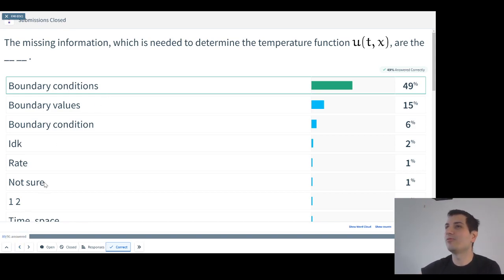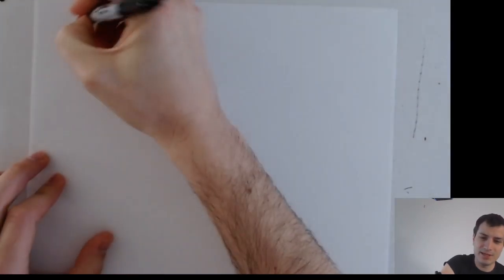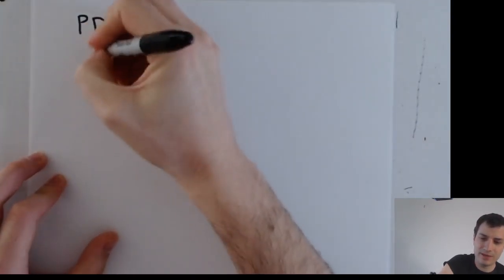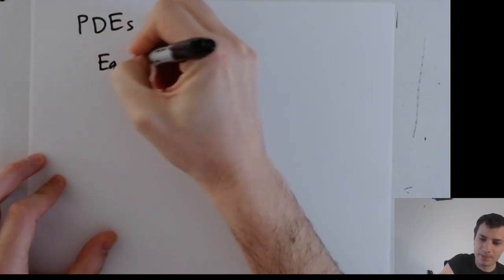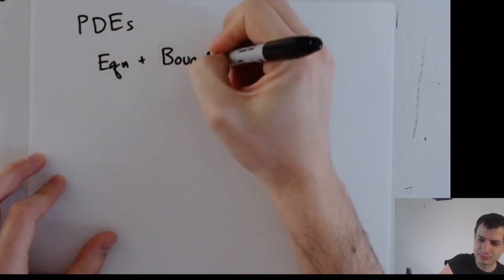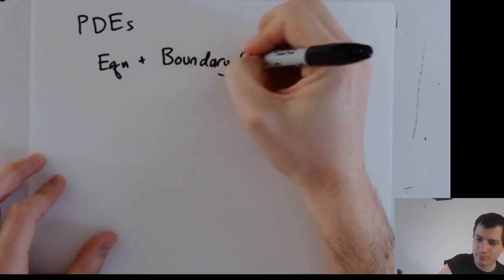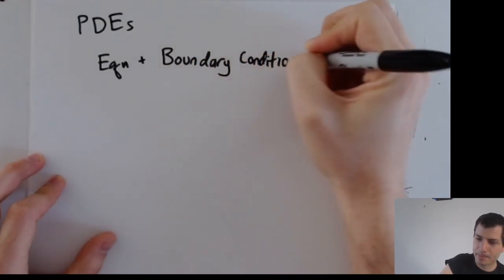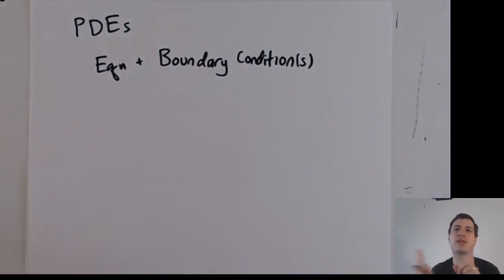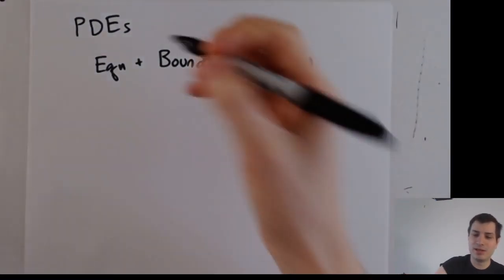So for the last little bit of the course, we're doing the very last topic, which is PDEs. If you're going to remember one thing about PDEs, it's that PDEs are an equation plus boundary conditions, and that is just as important. We didn't have that in ODEs. Usually there's more than one. There's usually a left and a right. In very few problems is there just one.